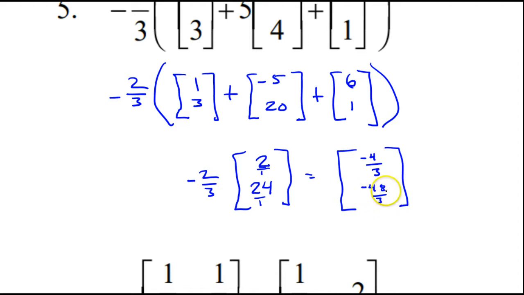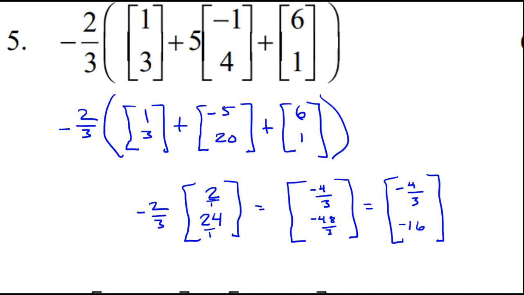But negative 48 is divisible by 3, so we need to go ahead and do that as well. So in the end, we will have negative 4/3. Negative 48 divided by 3 is negative 16, so this would be the final answer for number 5.